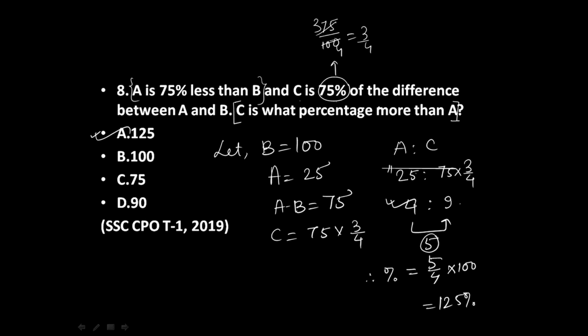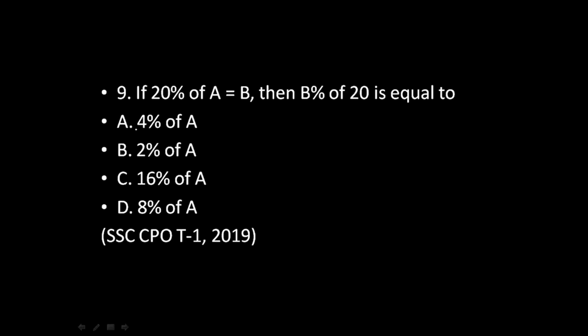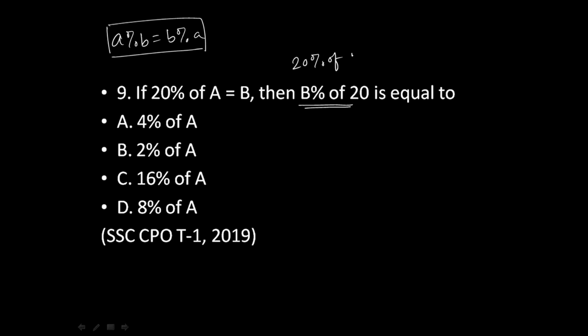Okay, now moving to the next one. Number 9: if 20% of A is equal to B, then B percent of 20 is equal to what? Okay, what have we learned? We have learned A percent of B is equal to B percent of A. In this question it said B percent of 20. It can be said that 20% of B, right? We can get the value of B from the first equation.